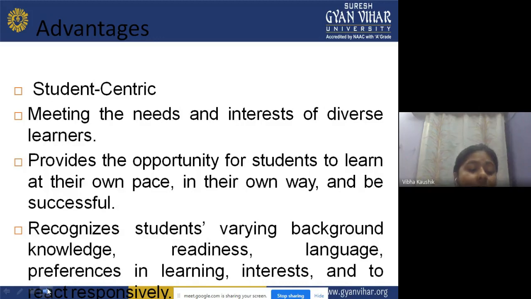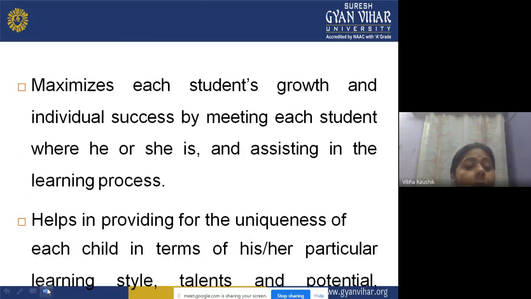And we have to react responsibly, recognizing students' varying backgrounds. Maximize each student's growth and individual success by meeting each student where he or she is and assisting in the learning process. Now, what is that? Maximize. We have to maximize student growth. It means there should be an improvement in his performance. And individual success. Why individual success?